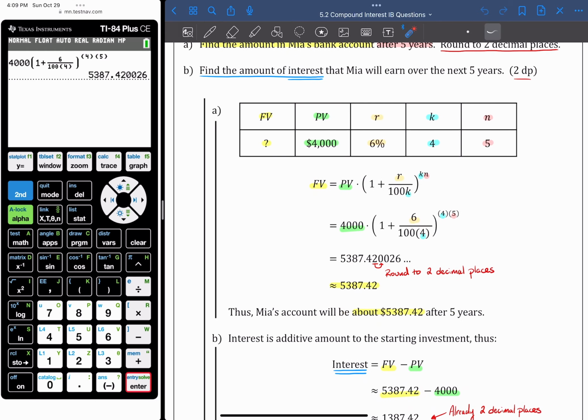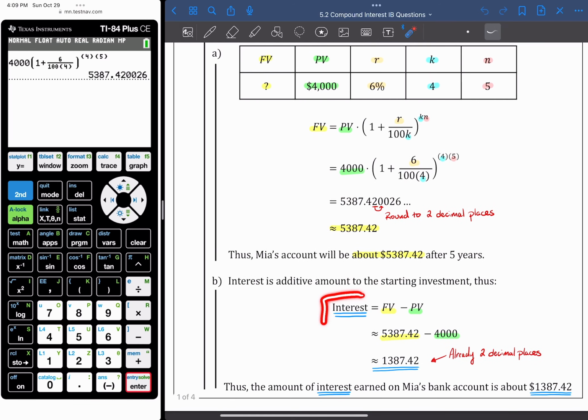Okay. The next part is we're trying to find the amount of interest that she earned over those 5 years. So the big thing: interest is the additive amount that was put in or added since the initial deposit. The simple way of getting it is you take the final value minus the starting amount, right? This is how much money she had after 5 years. This is what she initially put in there. So what is the difference? That's the additive part, the interest that was put onto it.